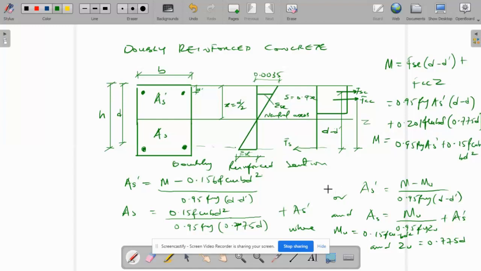So this is how to determine the area of reinforcement, or the design formula for doubly reinforced concrete. The next thing we will look at is how to derive the design equation for flanged sections, be it T or L sections.